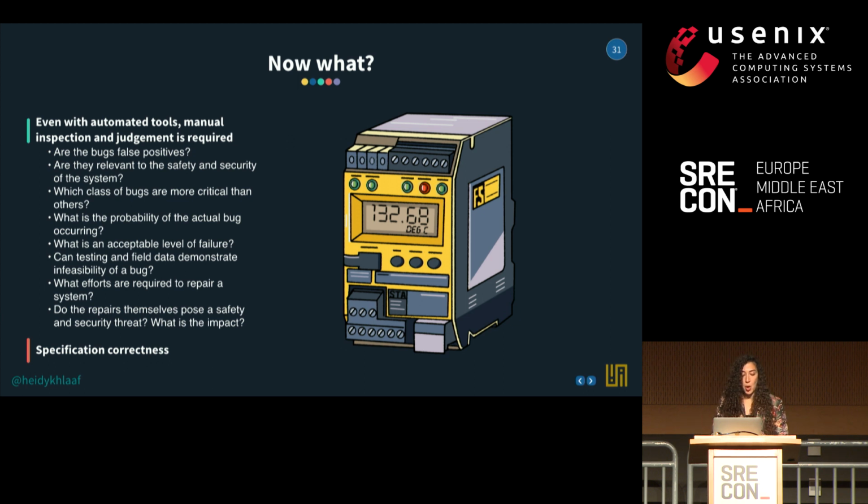And what efforts are required to repair a system? Do the repairs themselves pose a safety and security threat, and what is the impact? There've been many cases where you think you found a bug and you think, okay, I'll just fix it, and then I'll redeploy the system, and then you find hundreds of other bugs afterwards, and your whole system can collapse just from this one bug. And that's no different in these components.